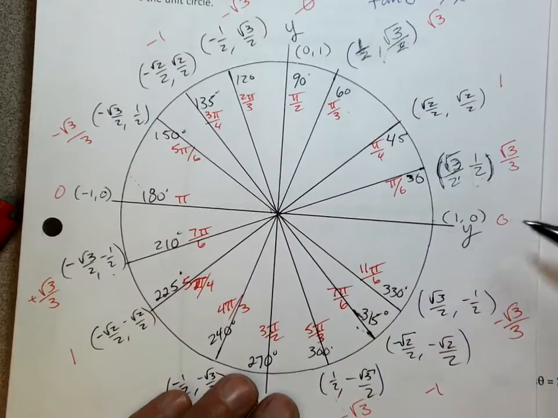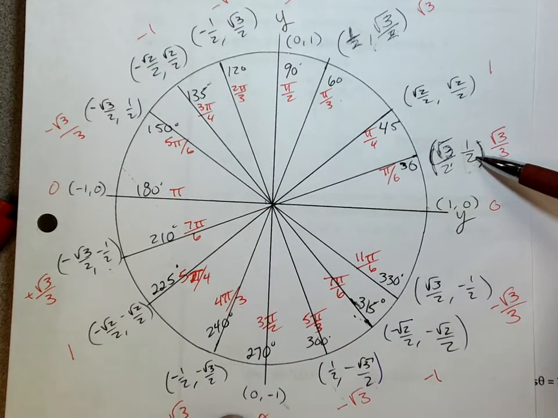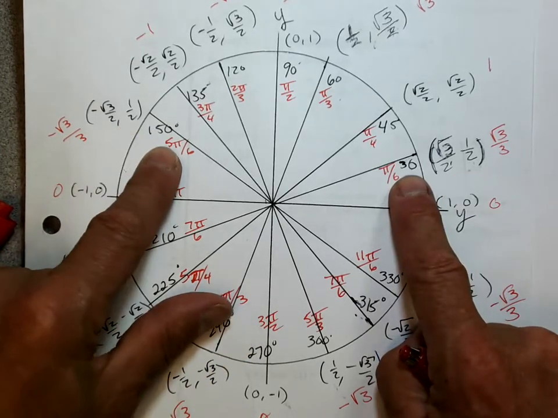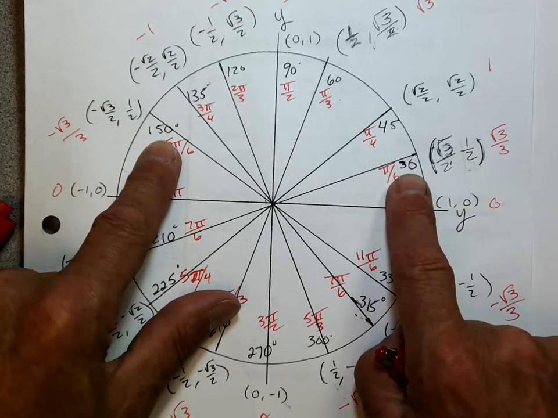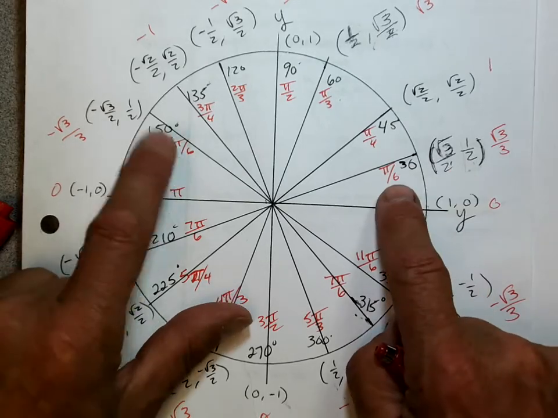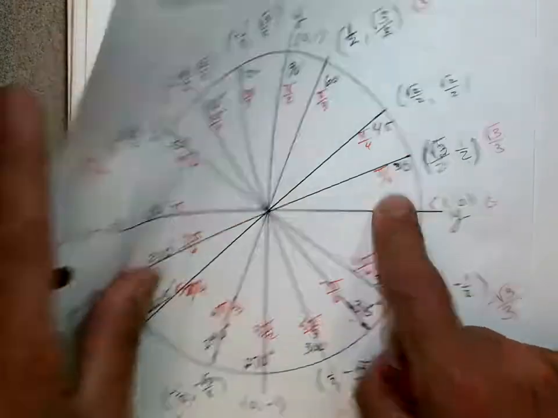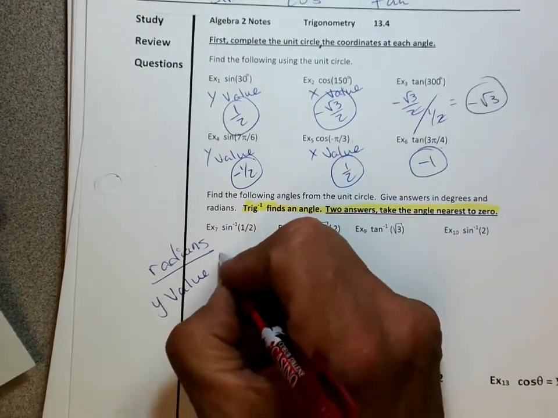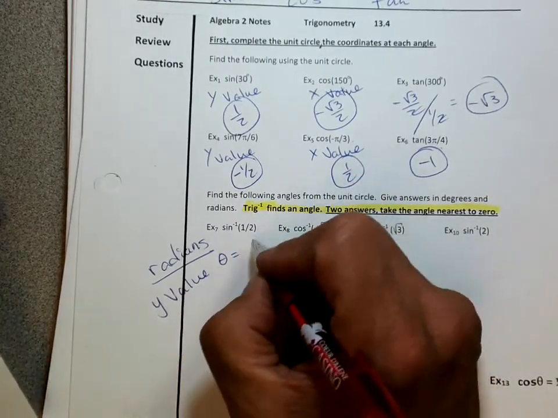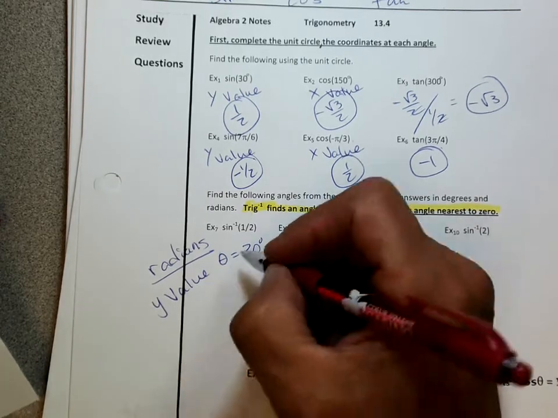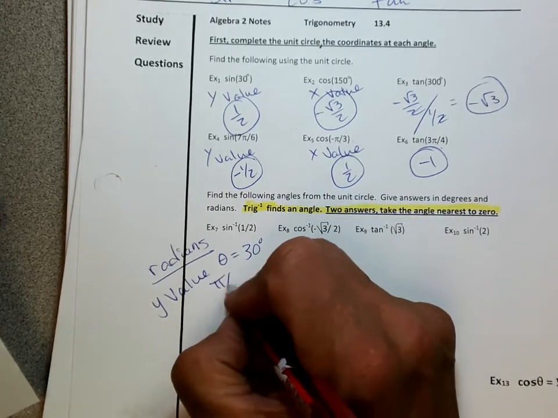Okay, y value 1/2. Here's one right here. But it says 2. There's technically 2 answers. There's one at 30 degrees and one at 150. They're both correct. Or better yet, in radians, there's one at pi/6 and the other is at 5 pi/6. So we've got 2 answers. We've got theta equals 30 degrees, but I don't want degrees, I want radians, so I want pi/6.